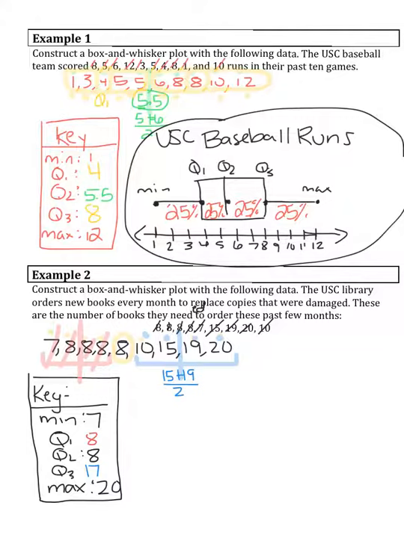Okay, so now we have our 5 key values. What are we graphing here? We are graphing USC's library book replacements.